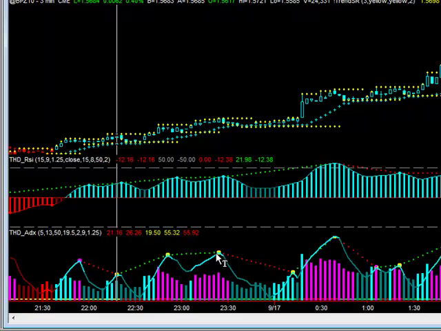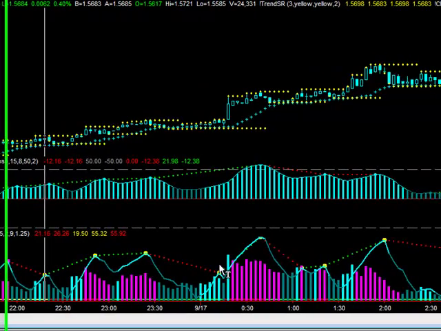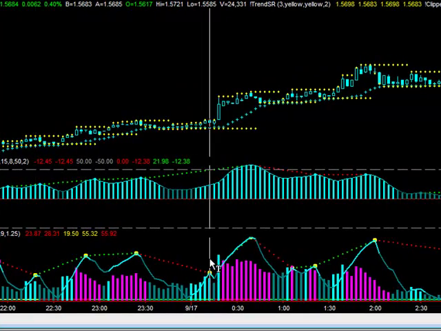Now, what I'm looking at is, as price is making higher highs, does the ADX make higher highs? Yes, it does. Then we get a lower high here, as you can see. Now, again, I'll look at the RSI to see if it confirms this. It does not. So I go ahead and I stick with my trade.